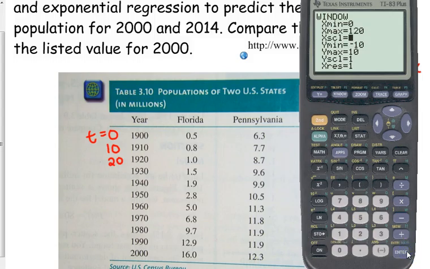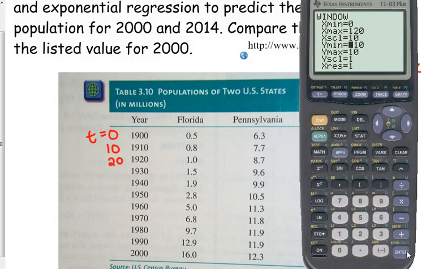The next thing is XSCL, the scale. That just tells it how often to put a tick mark. You really don't have to change that. That's just a visual kind of thing. If you don't want just a thick line down there at the bottom, you might want to change it to like 10. Now we don't have too many tick marks at the bottom.